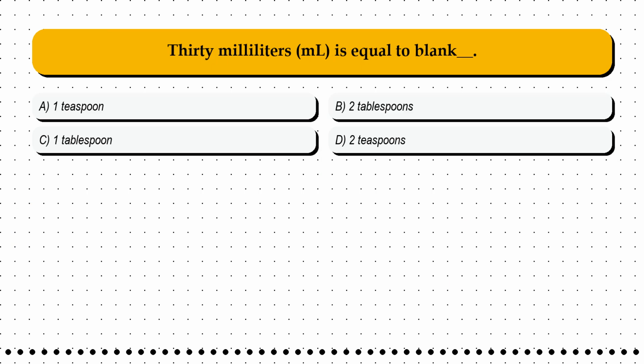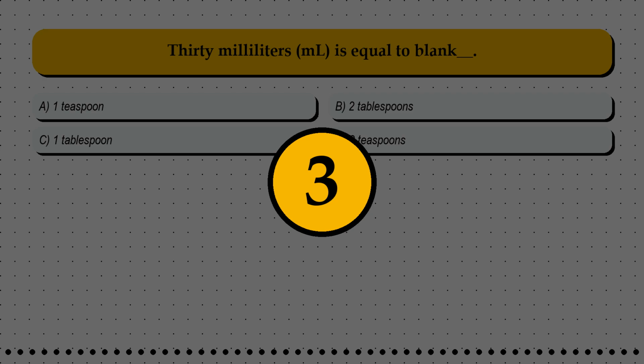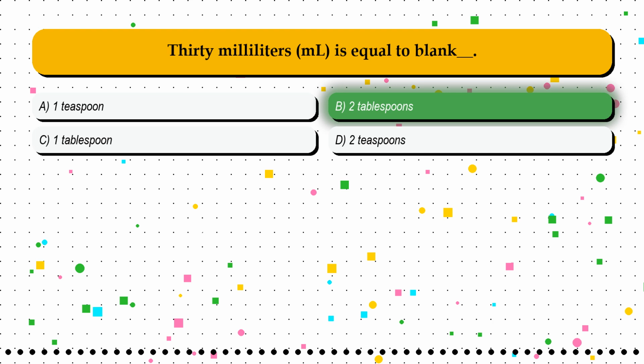Question 75. 30 milliliters, mL, is equal to blank. Option A, 1 teaspoon. Option B, 2 tablespoons. Option C, 1 tablespoon. Option D, 2 teaspoons. The correct answer is option B, 2 tablespoons.